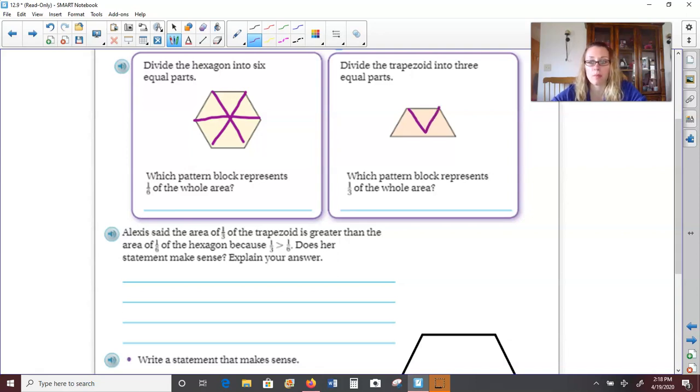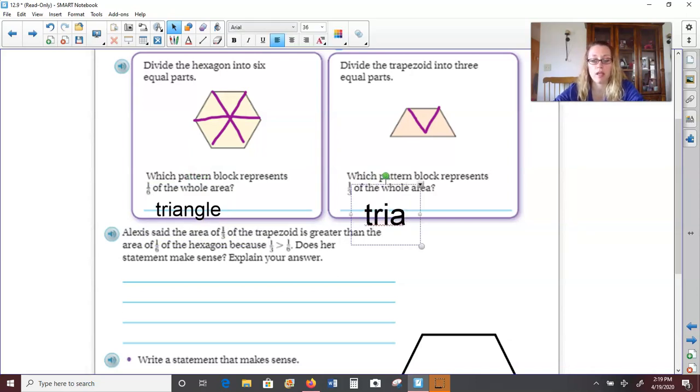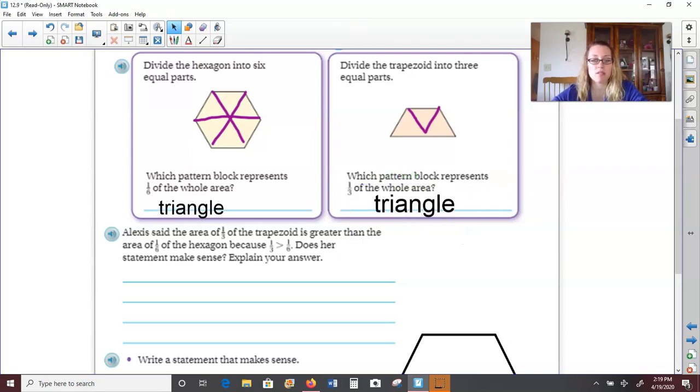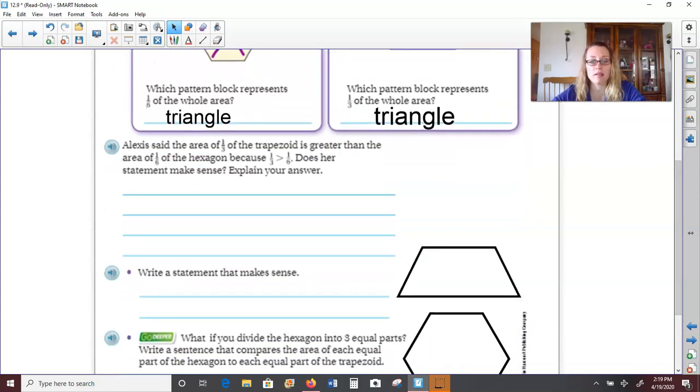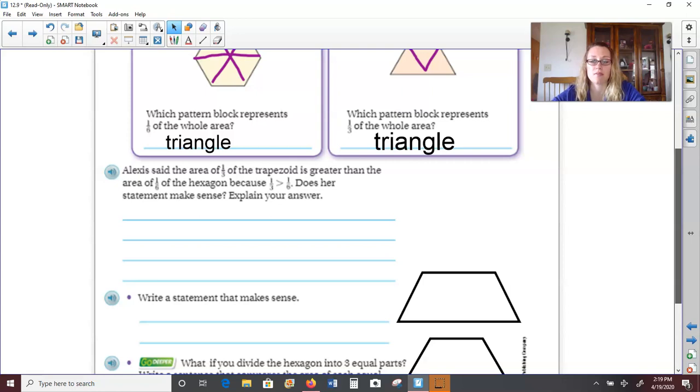And which pattern block represents 1/6 of the whole area? Well, that's just simply asking what kind of shapes did we create inside the hexagon. And it was a triangle. And then when we divided the trapezoid into 3 parts, we also created a triangle inside of the trapezoid. And so that helps us start to see, okay, if we made triangles here and triangles on the other shape, are those the same? And Alexis was saying that the area of 1/3 of the trapezoid is greater than the area of 1/6 of the hexagon because 1/3 is greater than 1/6.